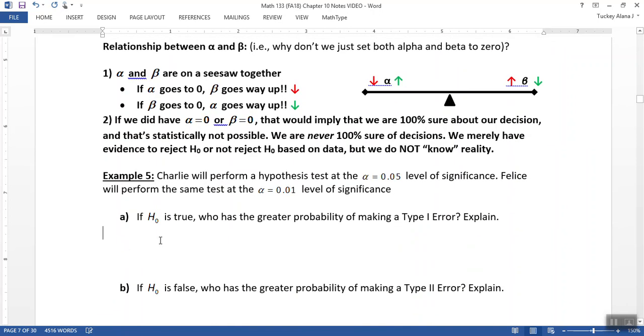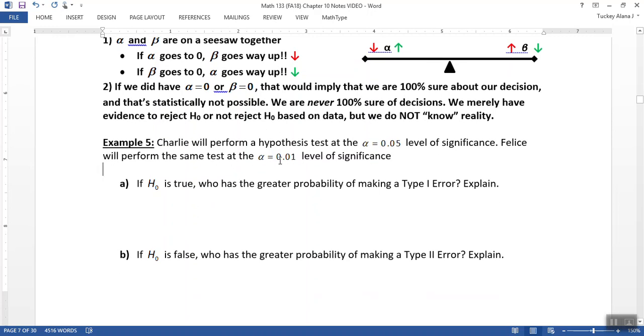All right, so let's keep that teeter-totter idea in mind for this example down here. So we have Charlie performing a test at the 0.05 level of significance, and Felice will perform the same test at the 0.01 level of significance. Now, if the null hypothesis is true, who has the greater chance of making a type 1 error? Okay, well, remember that alpha, by definition, is the probability of making a type 1 error. So that means that Charlie will have the greater probability of a type 1 error because Charlie has the greater alpha level.